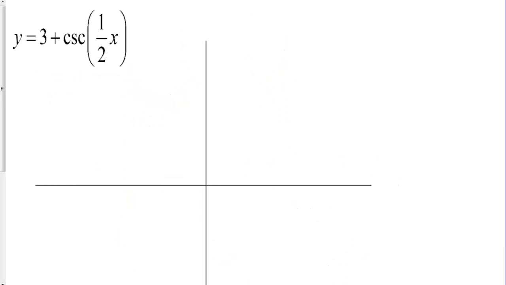Y equals 3 plus cosecant of 1/2 x. Well, now the period is normally 2 pi, and we're going to divide that by 1/2. So now our new period is 4 pi. So we're going to make the 4th mark instead of 2 pi. We're going to make this 4 pi, and negative 4 pi.